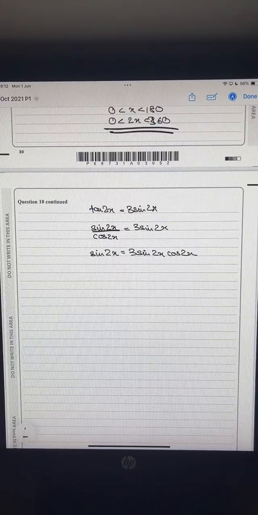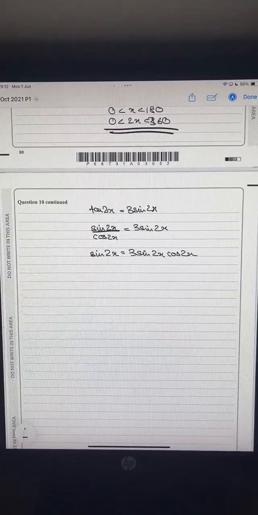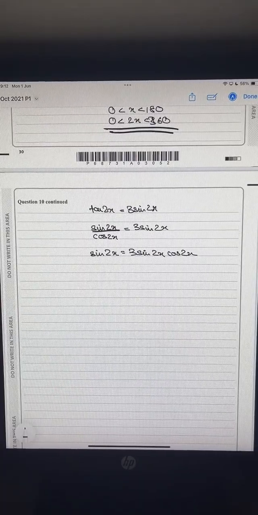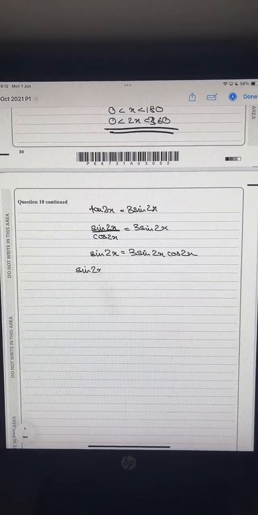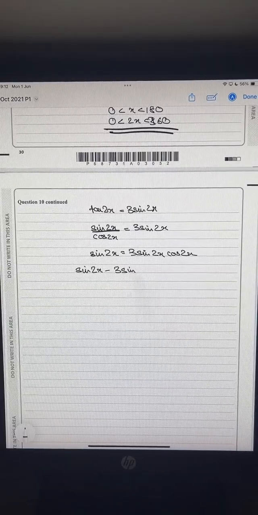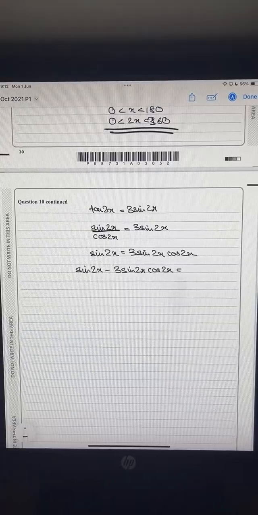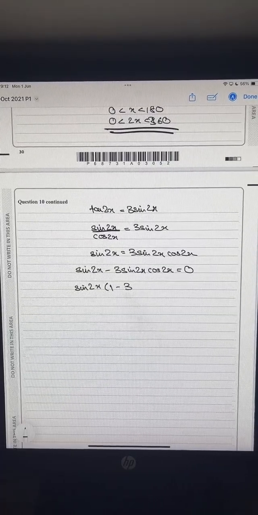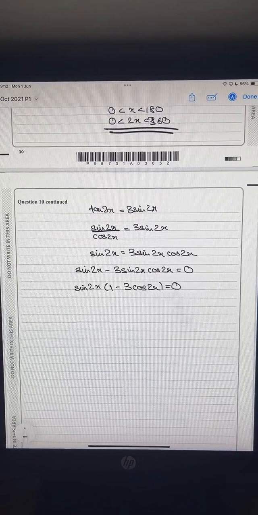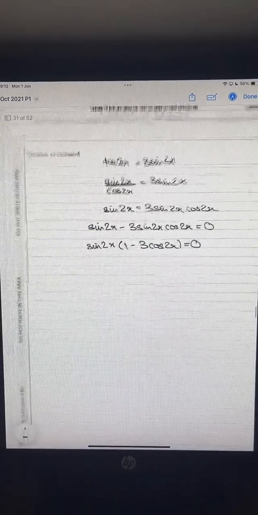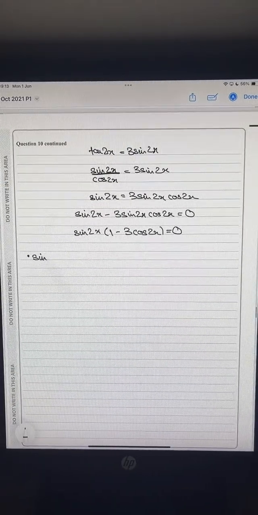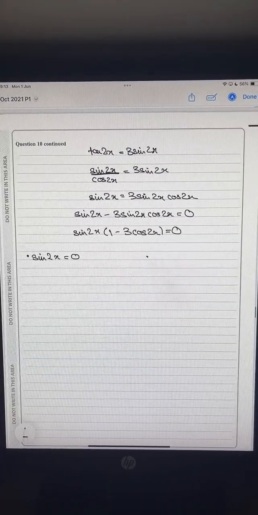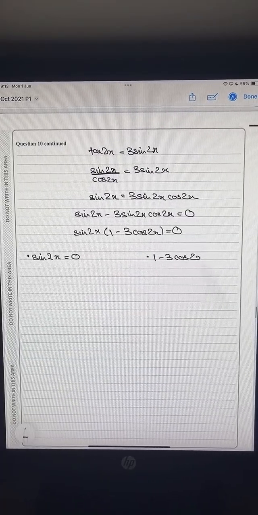What you have to do is bring everything onto one side and set it equal to 0, and then solve for things equal to 0, just like you solve normal algebra. So bring everything onto my left side. I have sine 2x minus 3 sine 2x cos 2x, and that's equal to 0. And now I have a multiple of sine 2x in both, so I'll factorize that out. Instead of cross-canceling, I have 1 minus 3 cos 2x, and that is equal to 0 now. So I just have to solve for two things. I know that either sine 2x is equal to 0, or 1 minus 3 cos 2x is equal to 0.